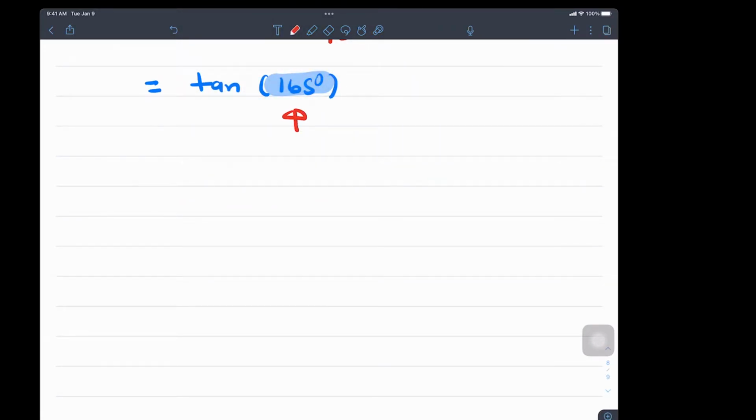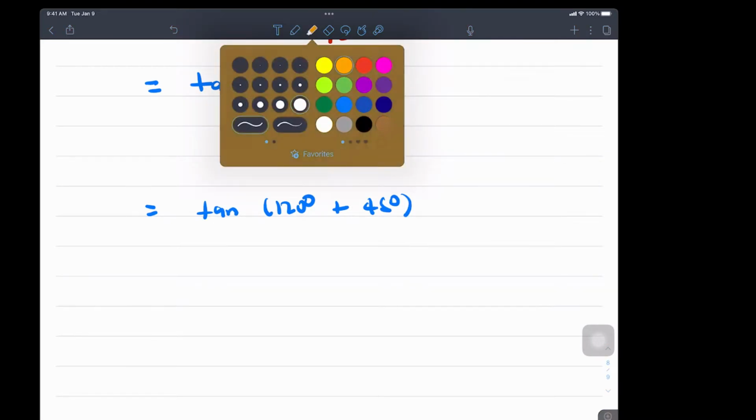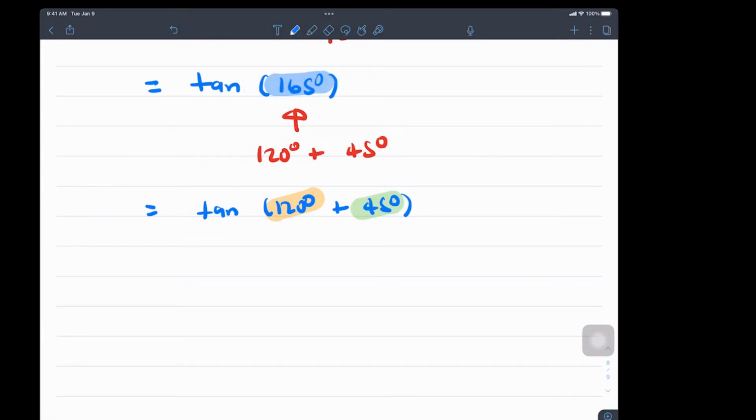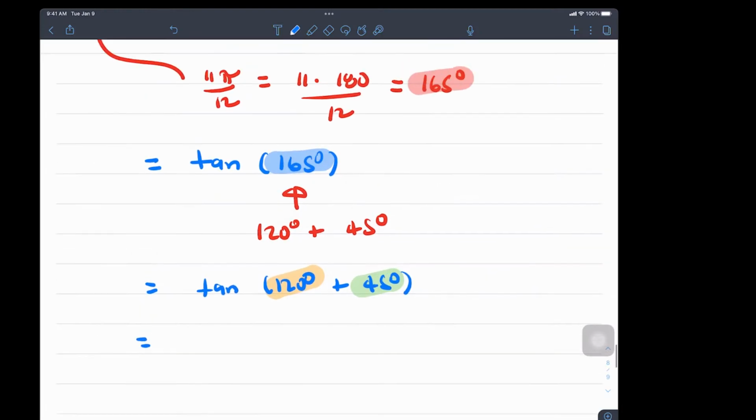Anyway, 165. What do we do? Hey, how about 120 plus 45? What do you guys think? I'll do 120 plus 45. I like that. So if you're kind of a little nervous, let's say about radian measure, just convert to degrees. That's what I would do. You guys know I would convert because I'm more comfortable. That's what I would have done as a student. And you got tangent of a sum.